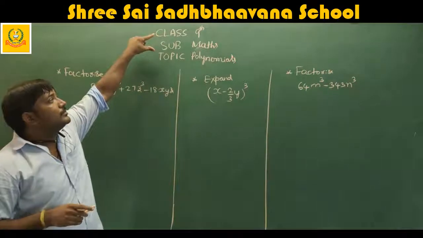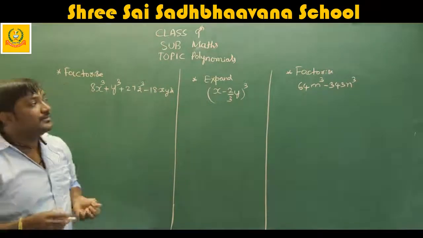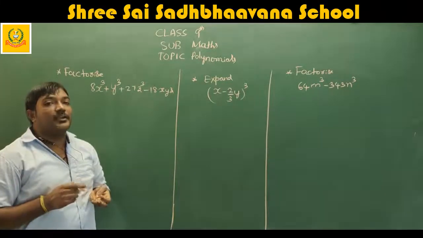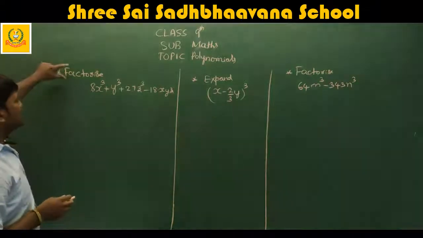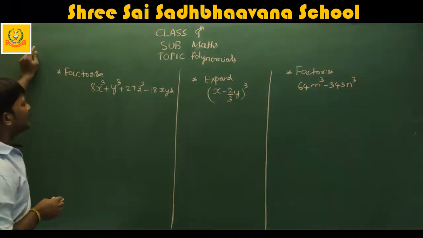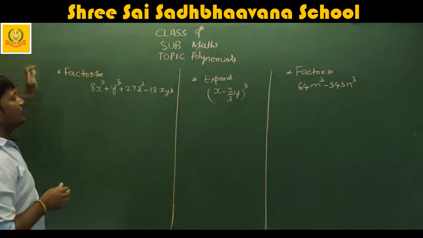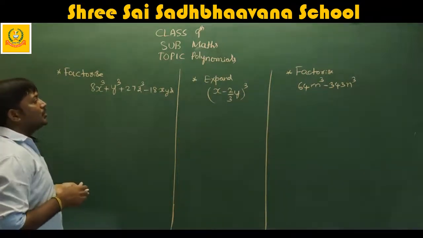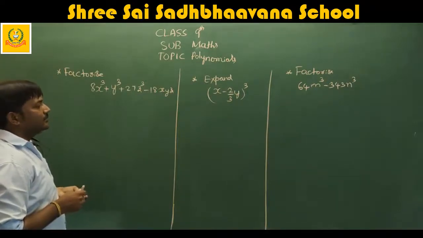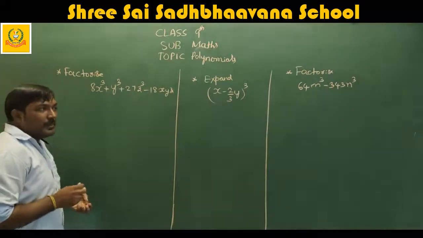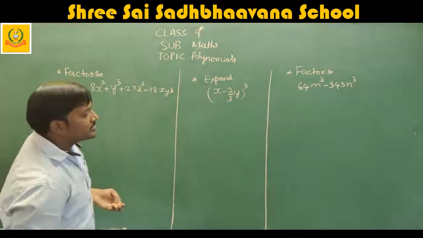Today we are going to complete this chapter, polynomials, where we will discuss some more problems of algebraic identities. First, factorize 8x cube plus y cube plus 27z cube minus 18xyz. Okay, and do you remember the last one we discussed in the last class?